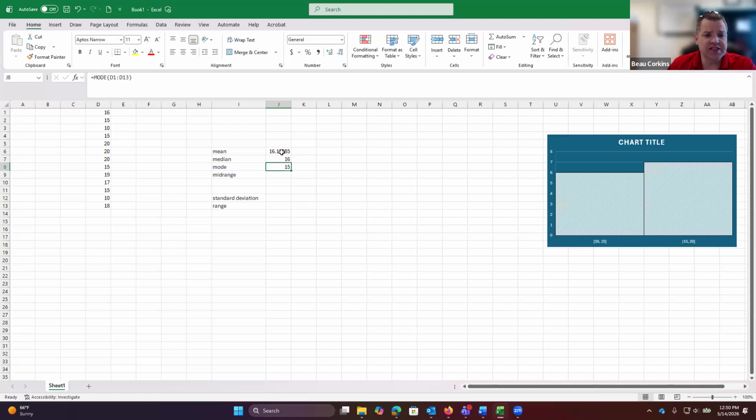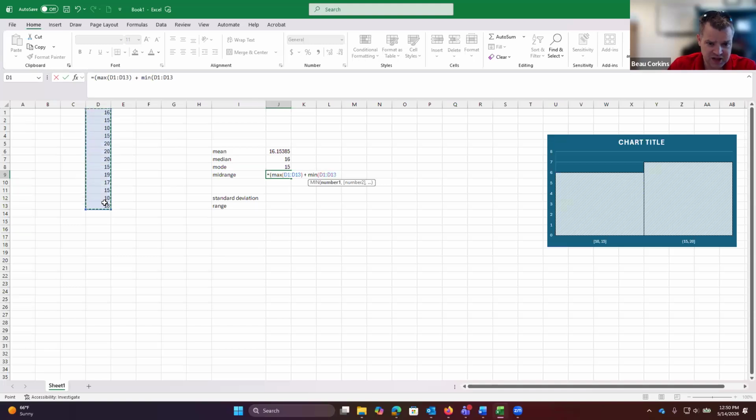Mid-range, okay, so notice these ones, right? Equals average, equals median, equals mode. Those all had commands for them. Mid-range does not. In order to do mid-range, I actually need to find the maximum. So I'm going to say maximum of these numbers, close the parenthesis, plus the minimum of those numbers, close the entire parentheses, and divide by 2. So I'm adding the min and the max.